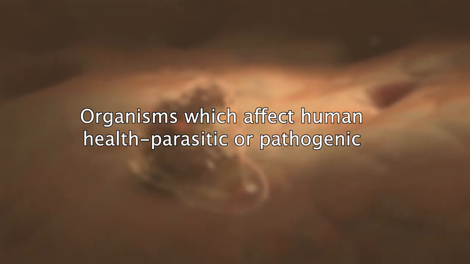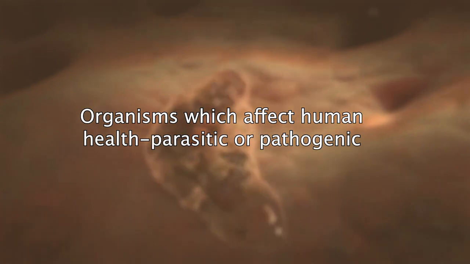Hello dear learners, in this session we are going to identify some disease causing organisms and the symptoms of the diseases. There are a large number of organisms which affect human health. They are either parasitic or pathogenic to human beings and cause diseases. Each of these organisms can be identified by specific features based on which they are classified.